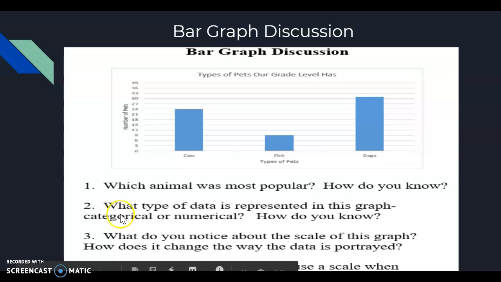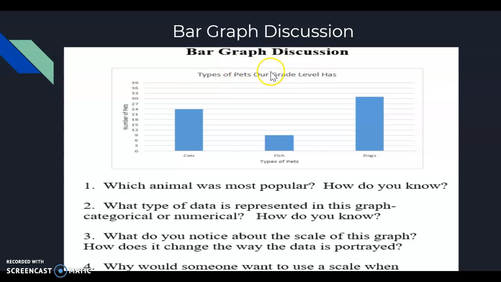When people were surveyed, they would have been asked about a category versus a number. So a possible question that would have been asked is, what types of pets does our grade level have? That puts the answers into categories. When you ask that question, it's not specifically asking you for a number.